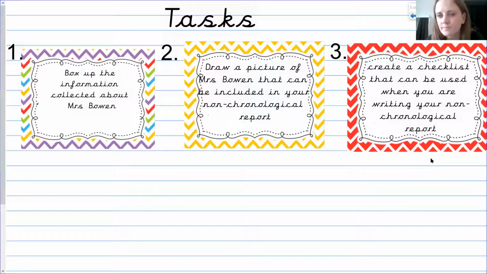It's up to you. And then as a third task, I would like you to create a checklist for yourself that can be used when you are writing your non-chronological report, and include things that you may need in that report. So you can refer back to our toolkit that you created right at the beginning of this topic. Don't forget to share your ideas with us and share your box up with us, and please make sure to keep hold of your box up because you will be using it tomorrow to write our introductory paragraph.